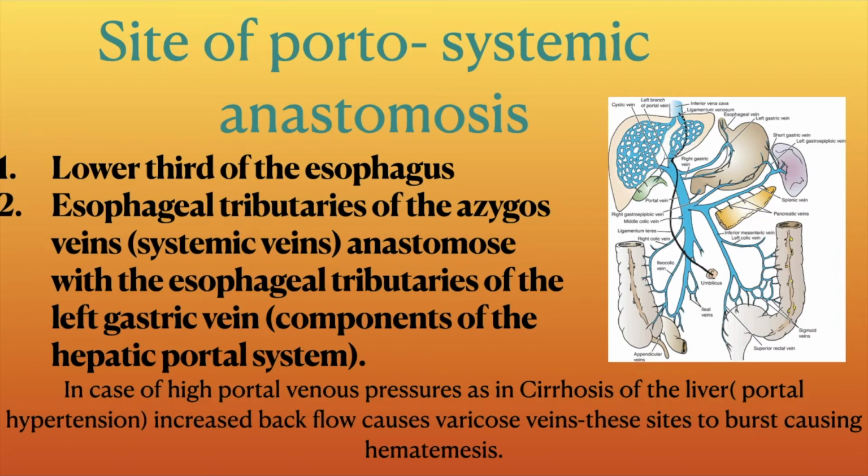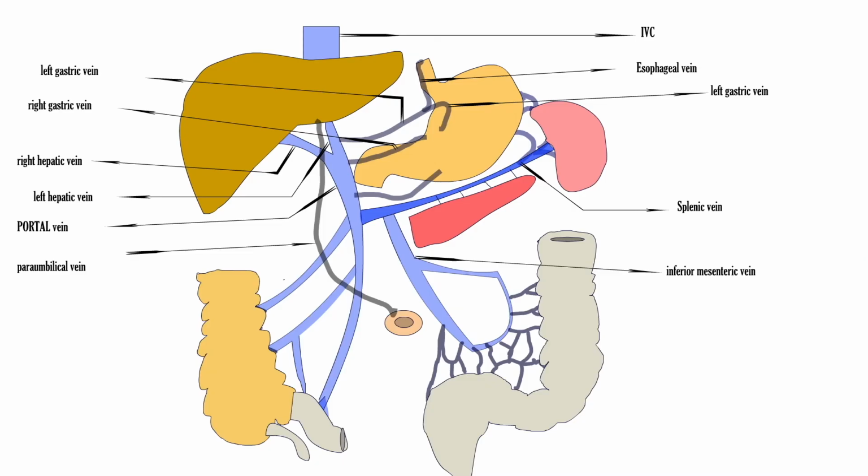In case of high portal venous pressures, as in cirrhosis of the liver, which we call portal hypertension, there is increased backflow causing varicose veins. These sites tend to burst, causing hematemesis.